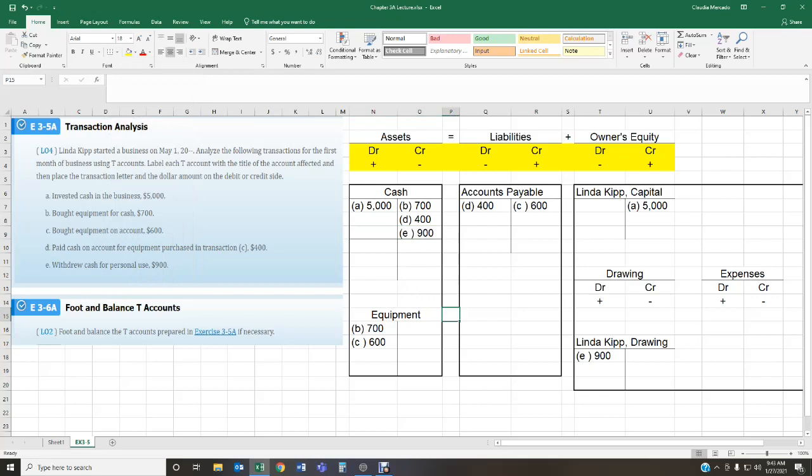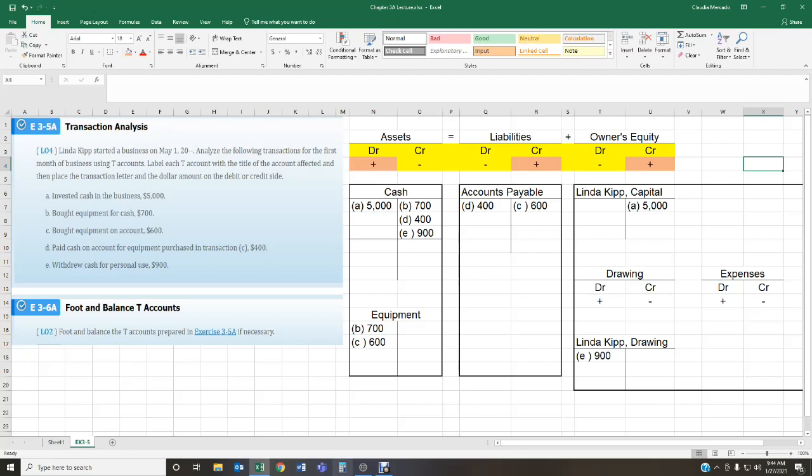Now, let's look at cash first. Cash is an asset account. My normal balance is a debit. Whenever you see the plus sign, that's the normal balance of the account. So my normal balance of my account is right there, the orange one. So more than likely, 99% of the time, your balance when you foot is going to be where the positive or the plus sign is.